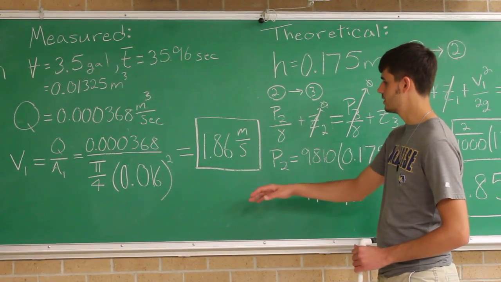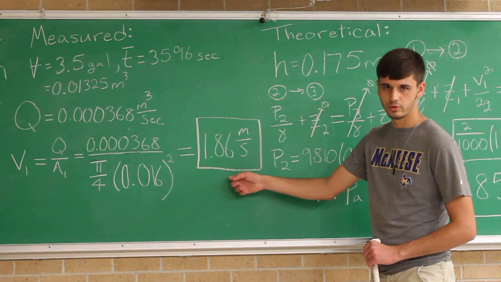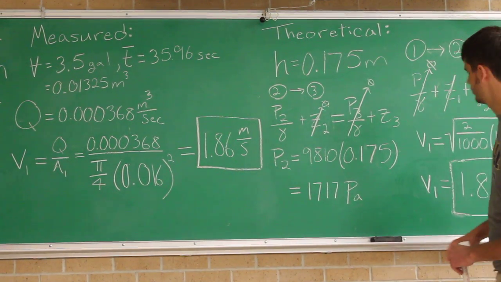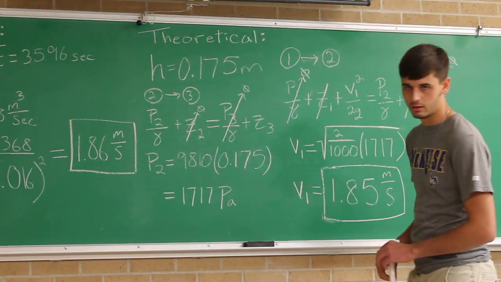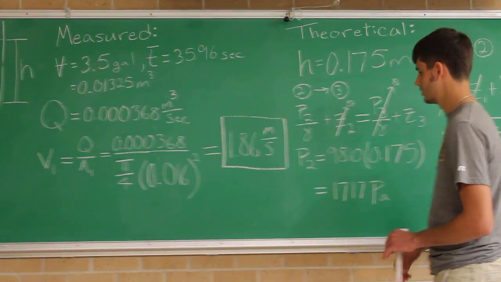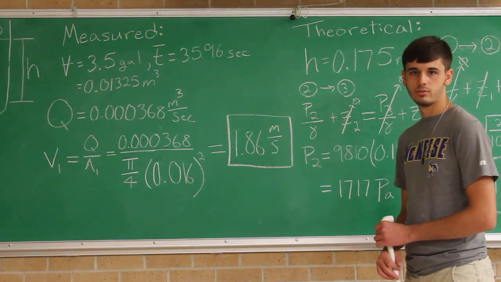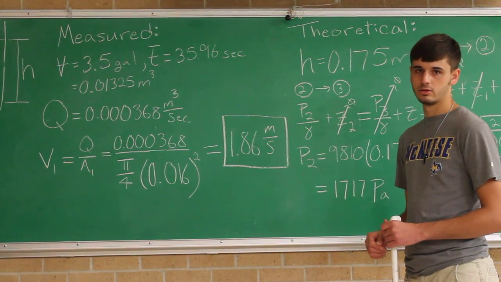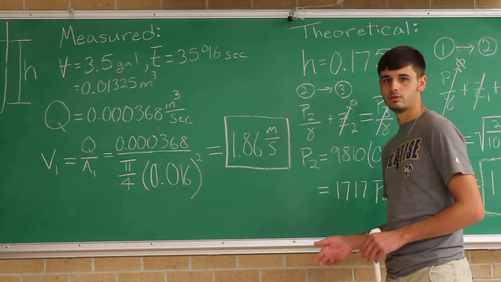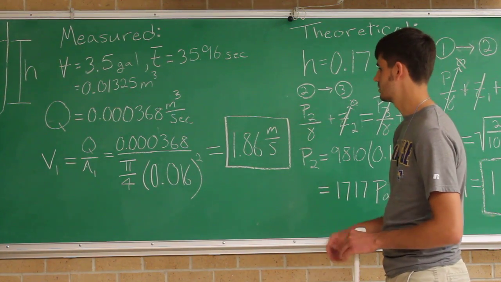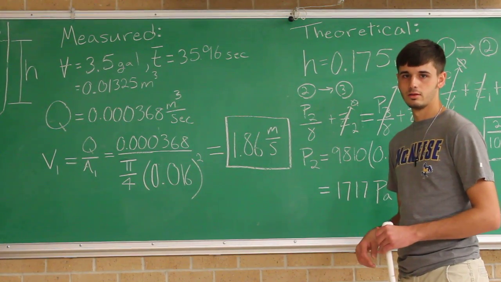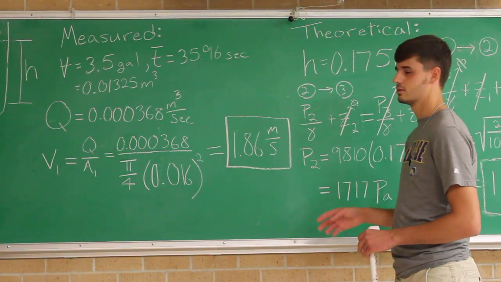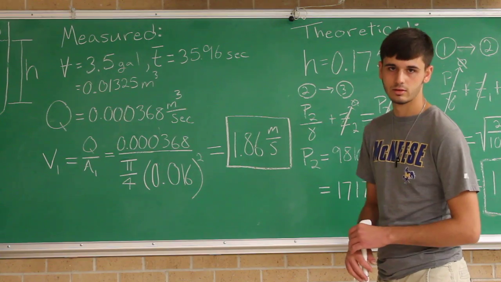So as you can see, our quantitative measurement was 1.86 and our theoretical measurement was 1.85 meters per second for the velocity coming out of the water hose. These numbers are within a 10% error of each other, so you can properly conclude that the Bernoulli equation stands and holds true, and that you can use it to find various pressure and velocity distributions throughout a real-life system.